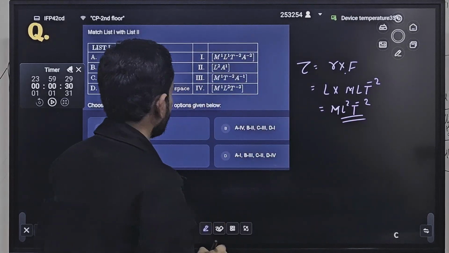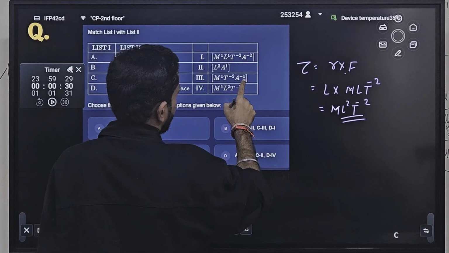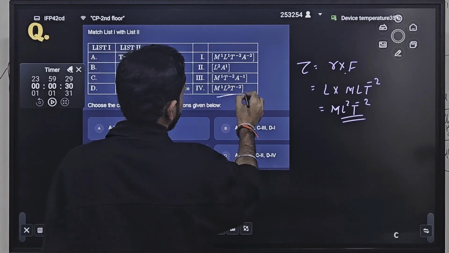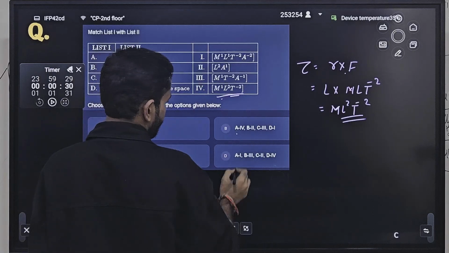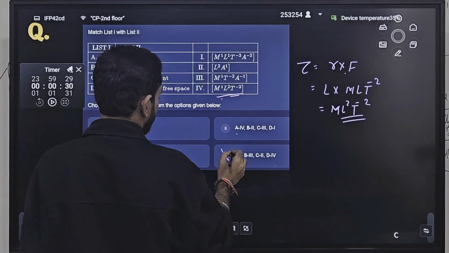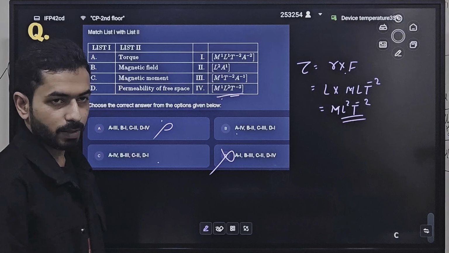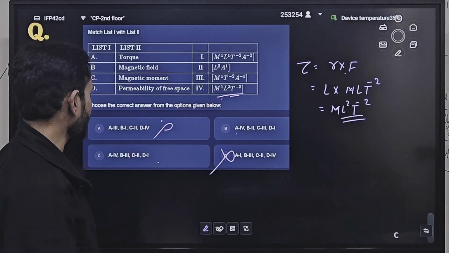Which option is coming correct, students? M L 2 T minus 2. Can I say the fourth option is coming correct? Now which options are giving 4? One is C, one is B, and these 2 are eliminated. Just eliminate them. Now there is a clash between B and C.